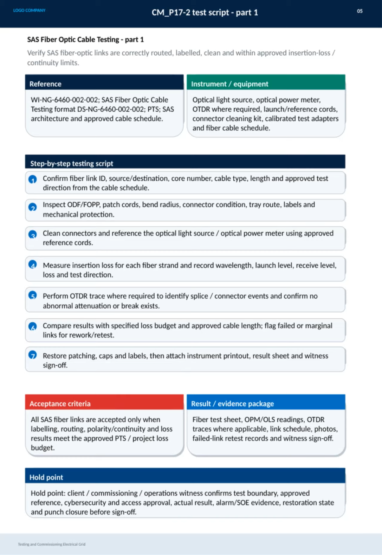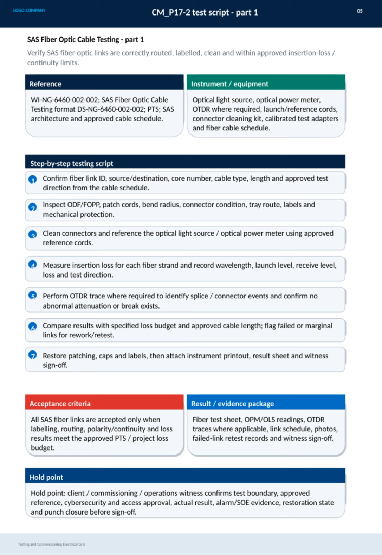On this slide, we focus on the SAS fiber-optic cable testing as part of commissioning the electrical grid. The main goal here is to verify that all fiber-optic links are correctly routed, labeled, clean, and meet the approved insertion loss and continuity limits. We begin by confirming fiber link identification details such as source, destination, core number, cable type, length, and test direction from the approved cable schedule. Next, we thoroughly inspect all physical components like ODF, patch cords, connectors, and their routing to ensure they are in good condition and properly protected.